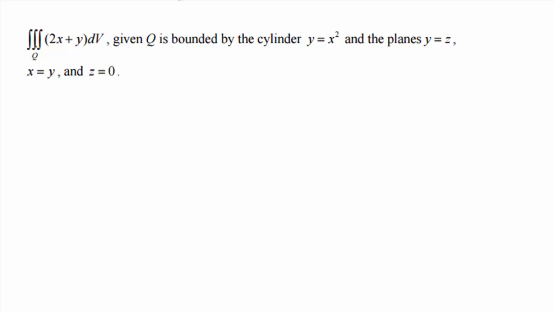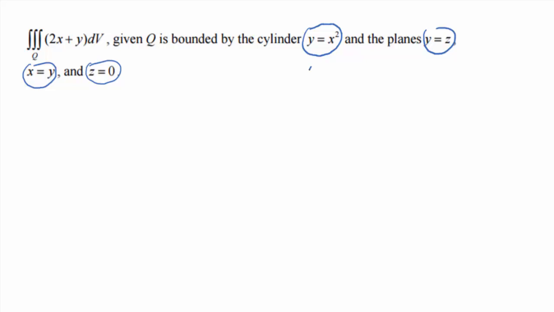Okay, so we want to evaluate the triple integral over Q of 2x plus y dV. Q is bounded, in space, by the cylinder y equals x squared. It becomes a parabolic cylinder. Y equals x squared in the plane is a generating curve. The planes are y equals z, x equals y, and z equals 0.